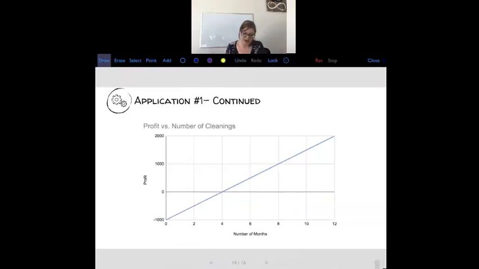Okay? And I have it graphed here for you as well. So the starting point is at negative 1,000 because that's what you invest. After 4 cleanings, it crosses the x-axis when y is 0. So this would be where you break even. Okay, and then if you want to know when your profit is 2,000, that would happen after 12 months or 1 year.